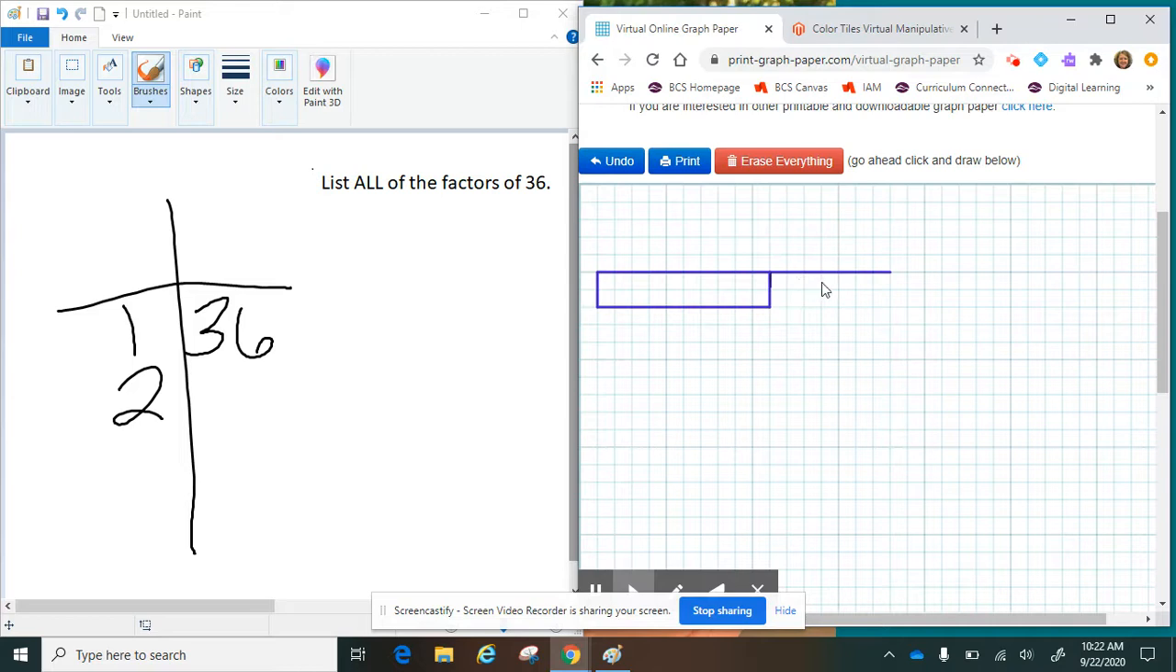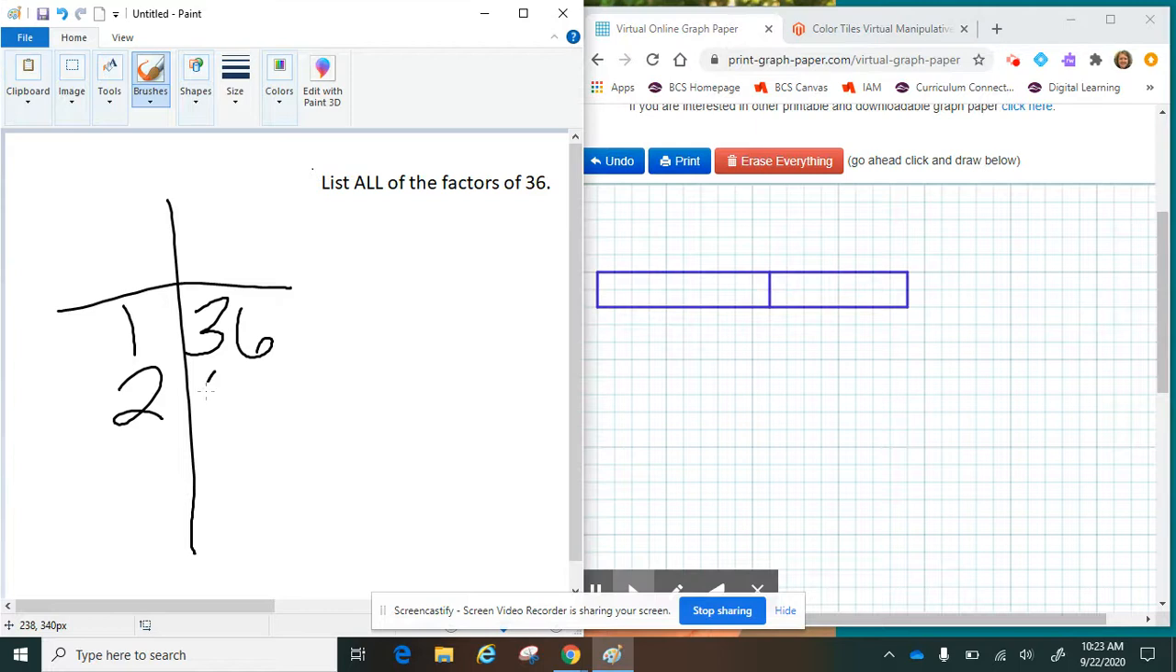1, 2, 3, 4, 5, 6, 7. One more 2 by 8. So this ended up being a 2 by 10 and a 2 by 8, which is a total of 18, a 2 by 18 array. Okay? And again, I could have also done that with my tiles.